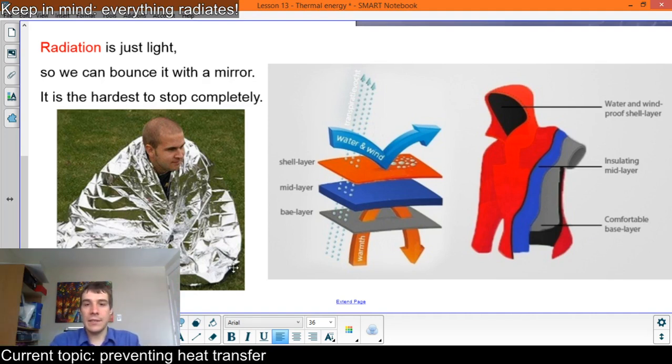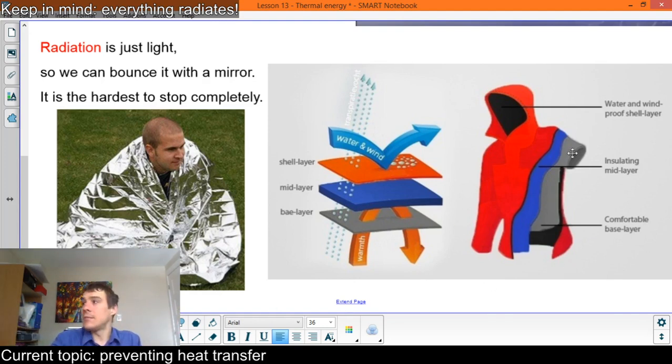And it's the hardest thing to stop completely. We can't stop it at all. We just have to return it back. That's why when you have one of those coffee cups, it's usually white or silver inside, so the radiation comes out and it just bounces right back in.